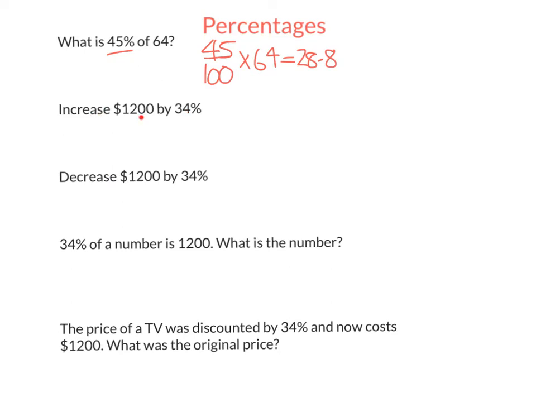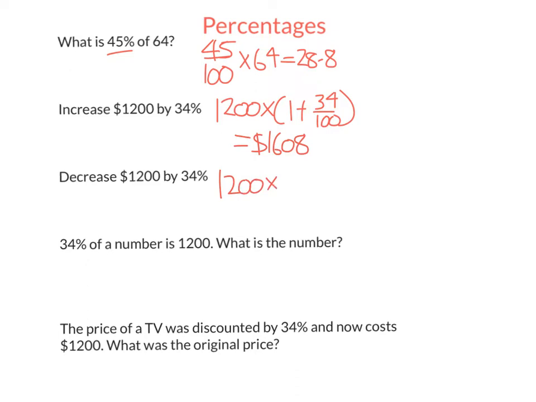If I want to increase a number by 34%, that's the same as finding 134% of the number. So I can go 1200 times 1 plus 34 over 100. See, 1 is 100%, so I've got 100% plus 34%, which is 134% of 1200, and I get the number 1608.